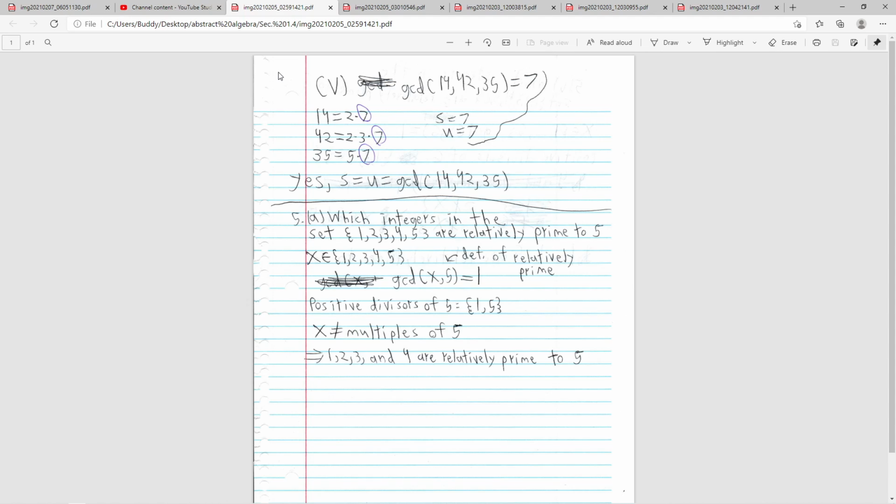Number 5. The GCD of 14, 42, and 75, yep, also can be factored, equals 7. And you can technically do it this way: 2 times 7, 2 times 2 times 7, 5 times 7. All that's in common is 7.